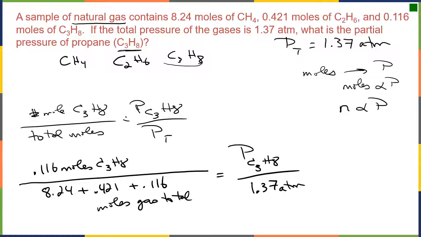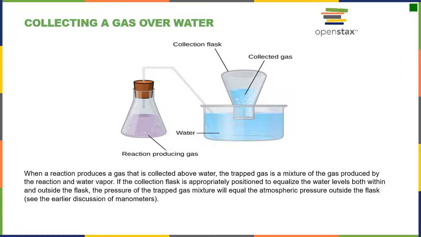And when we solve the math, we're going to get the pressure of propane is equal to 0.0181 atm. And we could solve for any one of the gases in here in terms of its partial pressure. Now, there's a special case of gases adding up, and that is collecting a gas over water.